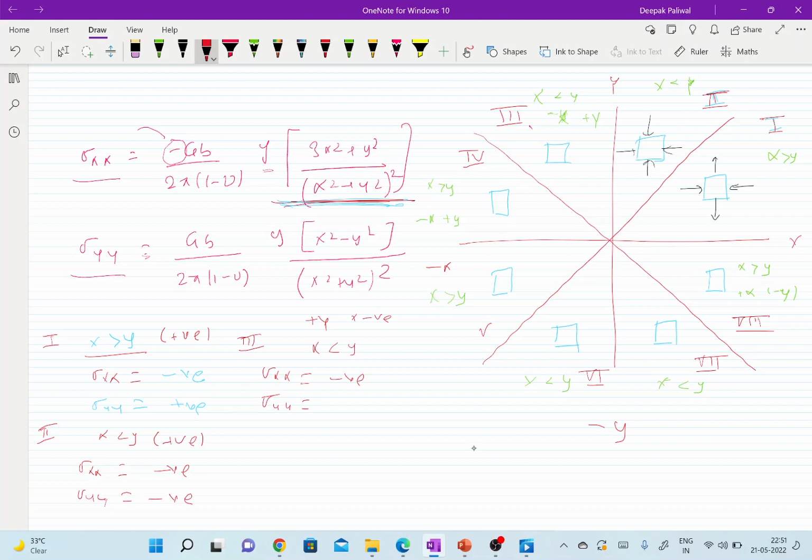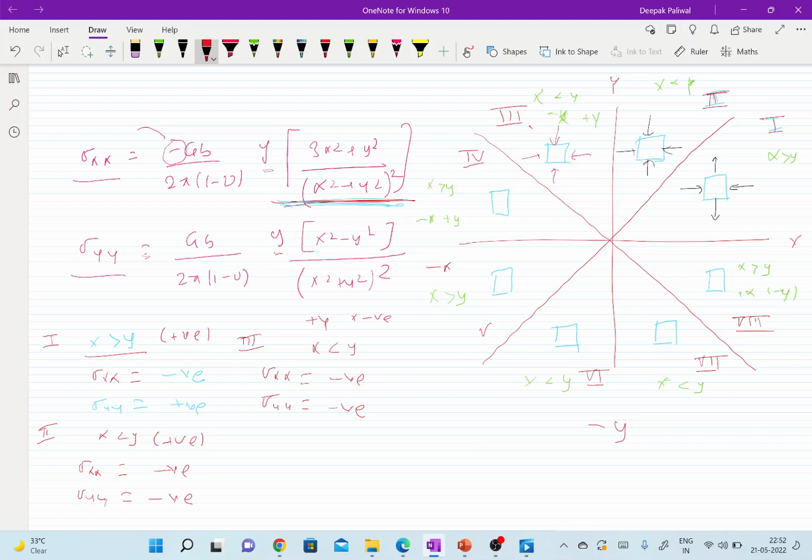what you can see, like y is positive, but y is greater than x, so this complete term is negative, and this is positive, so positive negative becomes negative, so sigma yy is also negative. So again, this third coordinate will show this type of stress field.